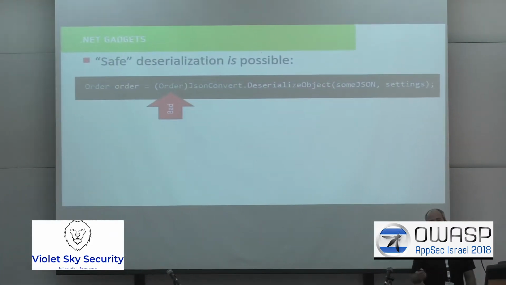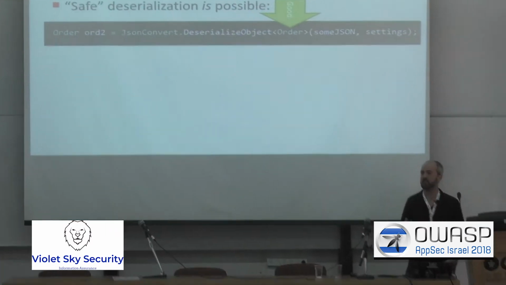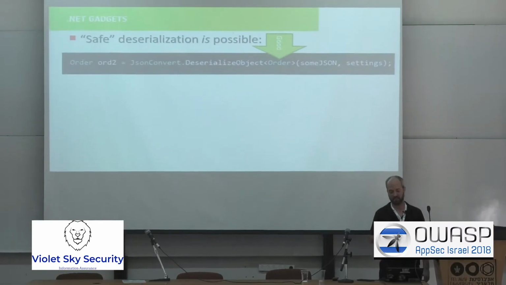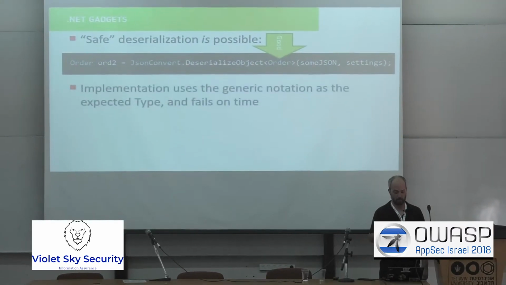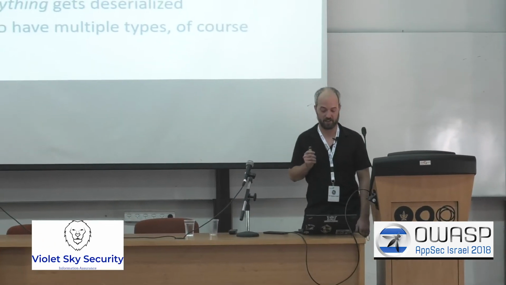So it is possible to safely deserialize using JsonConvert, but this is the bad form. Here, we cast the object after we've deserialized. The good form is using generic notation, not because of any general pattern, but because that is how this specific object uses serialization to properly determine a type. So the implementation uses the generic notation, and when it doesn't get the object it expects for T, it simply fails and throws an exception. But as we saw before, if you cast, that happens after deserialization, so you're screwed.